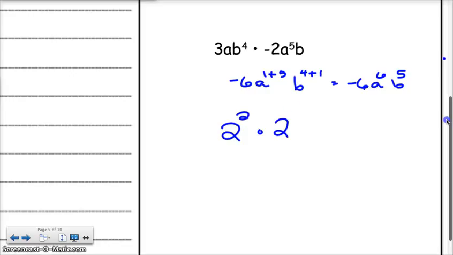Times 2 to the 7th. What do you think that's going to be? Now, a lot of students mess this up. Let me just tell you that first. Which one do you think it is? Think, pair, share, and support your answer. Which one do you think it is and why? Okay, think, pair, share. Talk to somebody next to you.